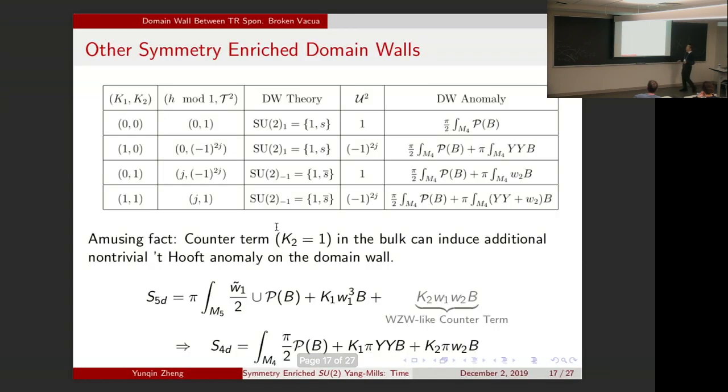Okay, so we can play a similar game for all the other symmetry enriched cases, and we can work out all the details of the quantum numbers attached to the semions and also the anomalies. Here is an interesting fact. Remember that in the bulk, the anomaly only depends on K1. Remember that K2 implies that this term is indeed a counterterm rather than a genuine anomaly. But here, we have found that the anomaly on the domain wall does depend on K2, which means that not only does the anomaly in the bulk induce an anomaly on the domain wall, but also the counterterms in the bulk induce a non-trivial anomaly on the domain wall. So this is an interesting fact I want to highlight.